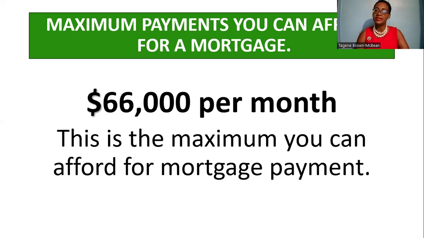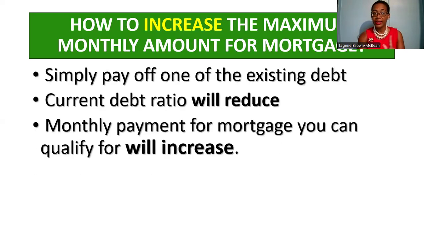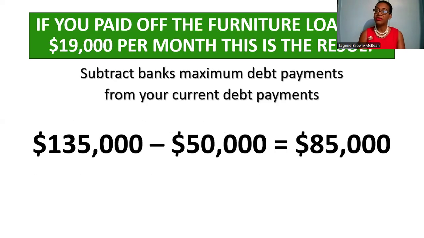So instead of 66,000 per month that you would have qualified for as your mortgage payment because you had the furniture loan in there, now we have subtracted the furniture loan and we have freed up $19,000 additional per month. Now you qualify for $85,000 per month as the maximum. You hear, people? Maximum, right? That would be your monthly mortgage payment.